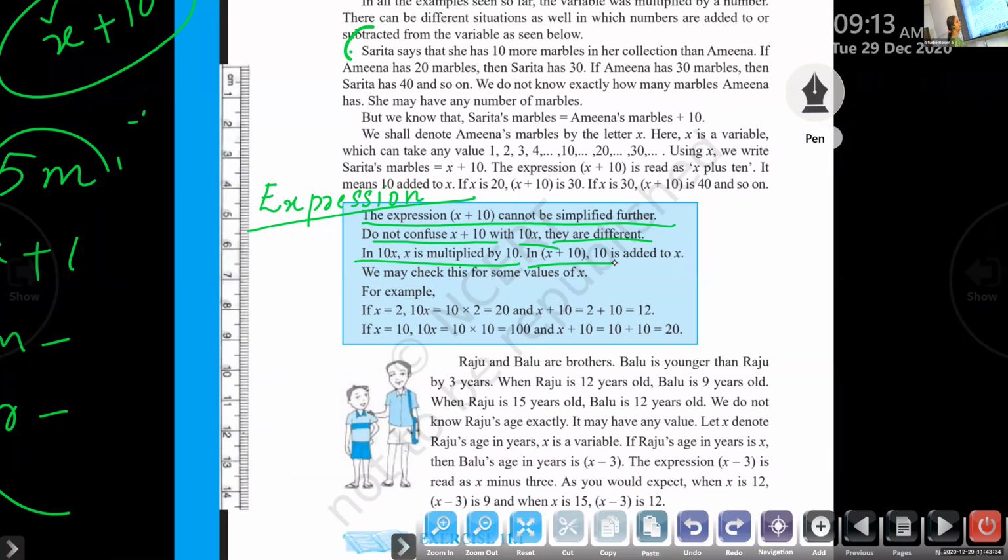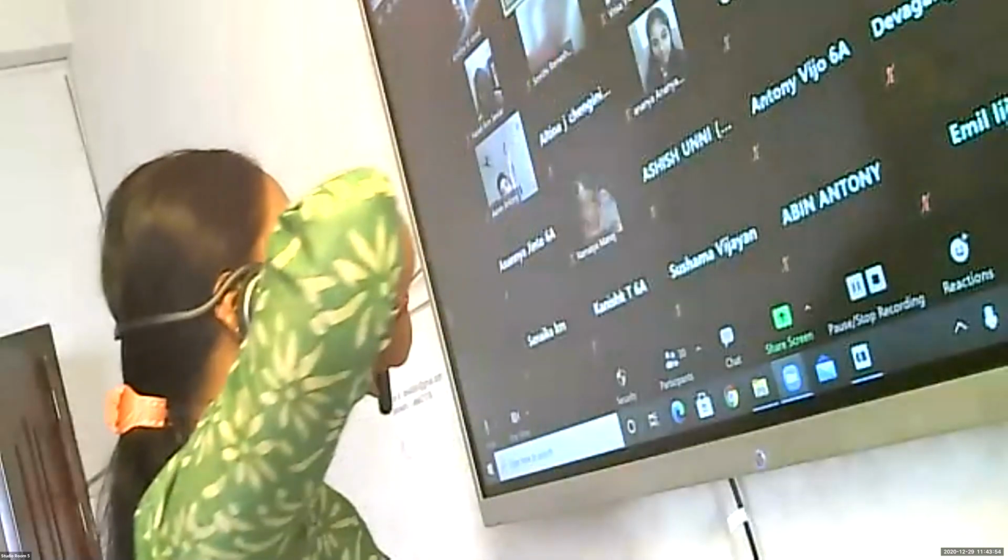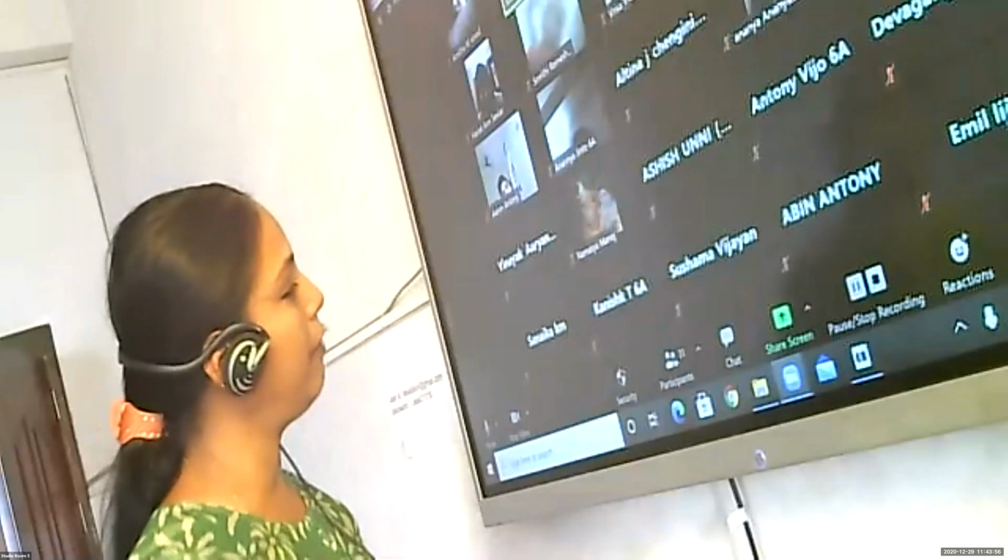Clear? Did you finish writing? No, ma'am. Okay. If x equals 2, 10x equals 10 into 2. What is the value, children? I will explain tomorrow, in the next class. I will give the time for you to write.